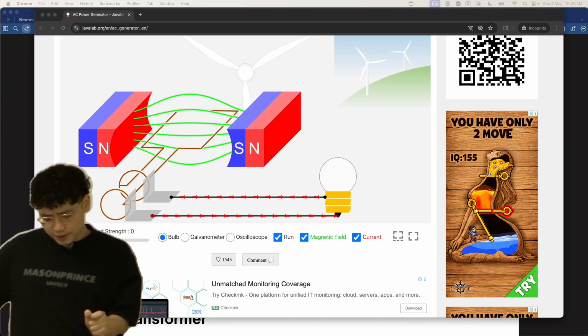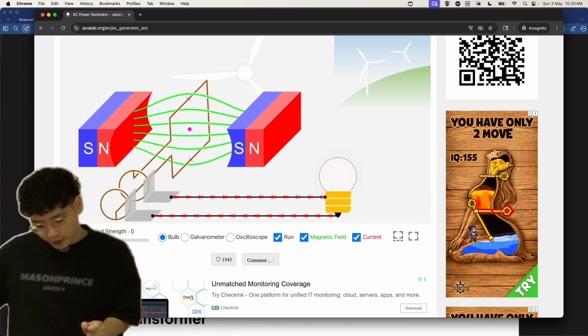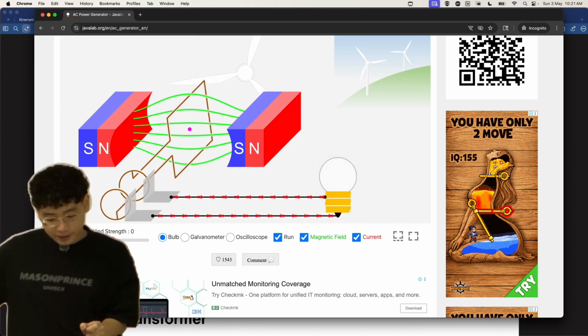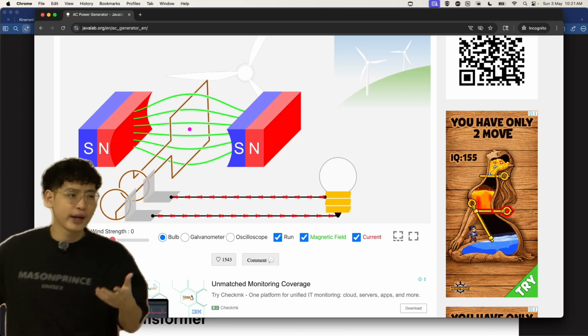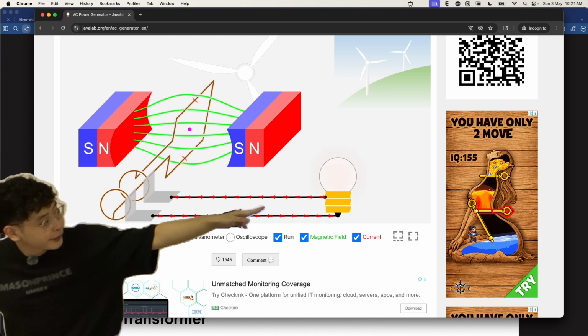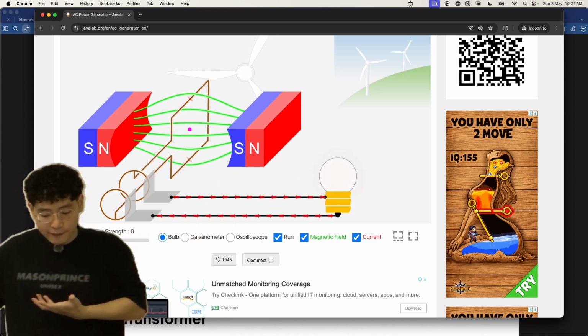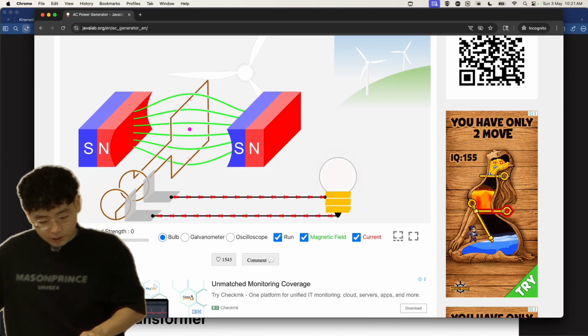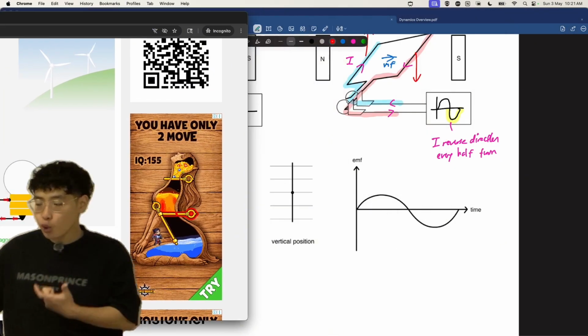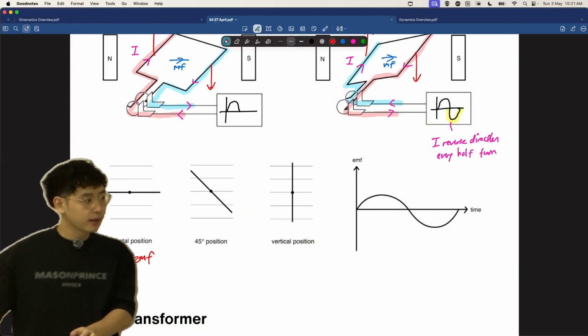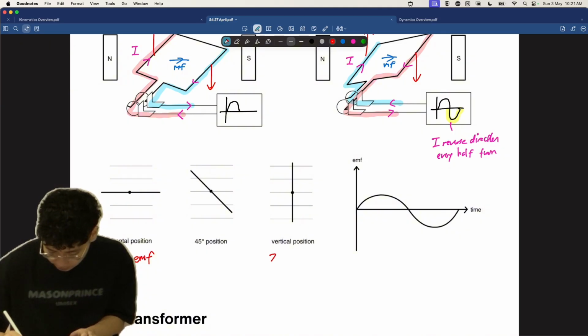How about the vertical position? Am I cutting the field lines? Not really, right? In reality I'm cutting way less, because in the vertical position I'm moving parallel to the field lines. I'm not cutting any field lines. Do you all see that the bulb is not lighting up? At the vertical position, I'm not cutting any field lines. No change in flux, which means that my induced EMF is zero.